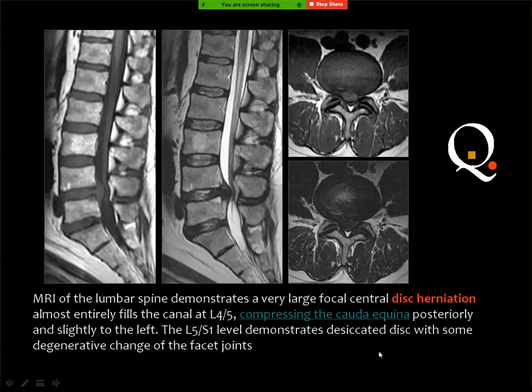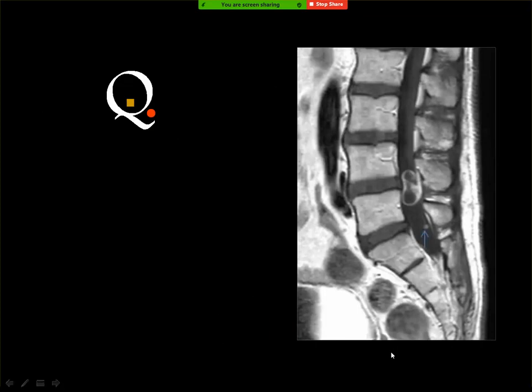This is disc herniation, and you know that the disc is diagnosed as herniation even without the need for the axial images if you see that the disc is extending below the vertebral end plate or above the upper vertebral end plate. Then you consider this as disc herniation, and you need the axial to know the direction of the disc. Then what do you think of this?